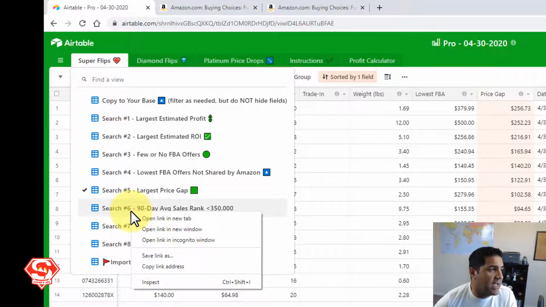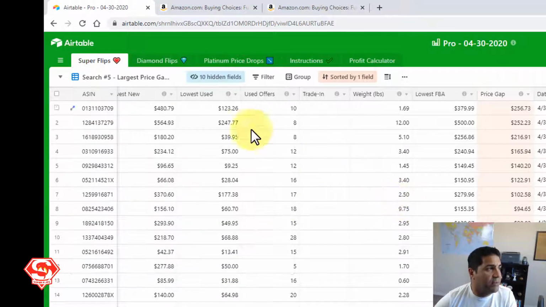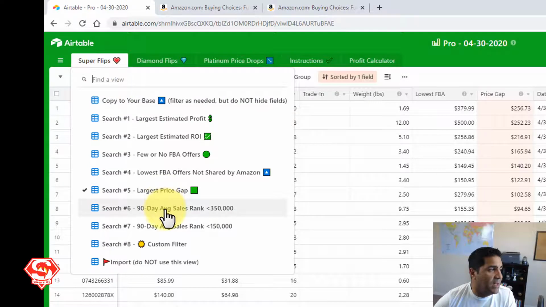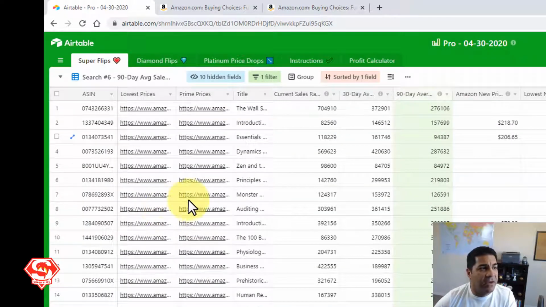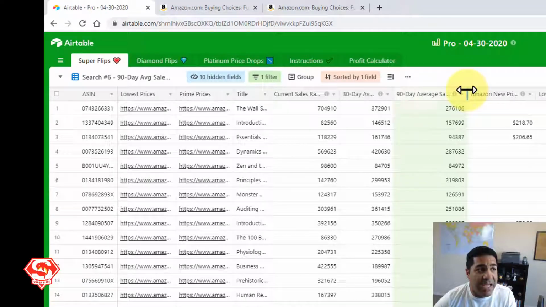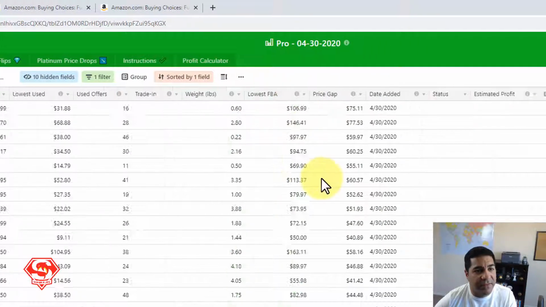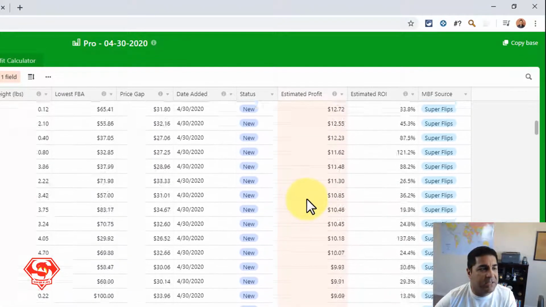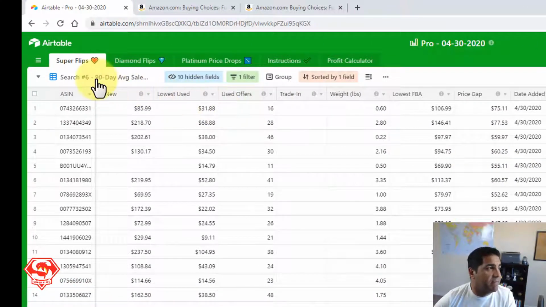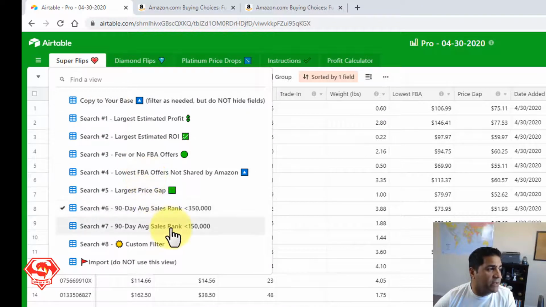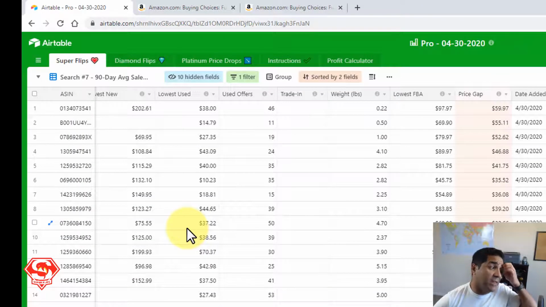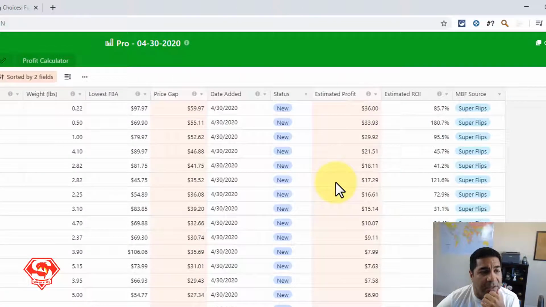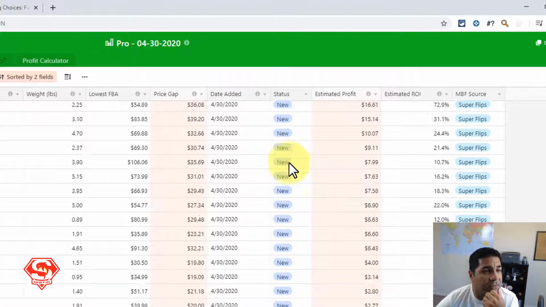So we got that. Now I created these other searches. Let's say you wanted an average sales rank that's below 350,000. You could click on that, and by the way, I'm talking about 90-day average sales rank below 350,000, and then it is sorted by profit, or estimated profit. And then we want to go even lower, less than 150,000. You can click that, and there would be your books that are less than 150,000.